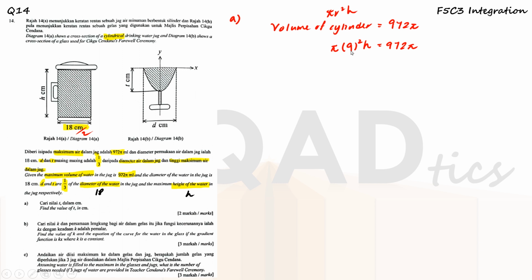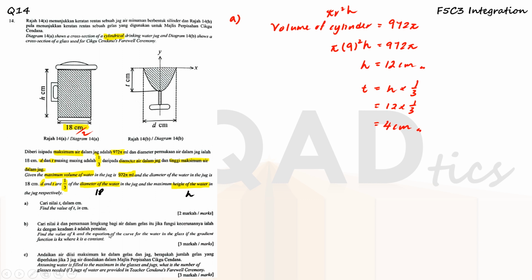If I move everything to the right side except for the H, it will be 12 cm. We know that T is 1 over 3 multiplied by H, so we sub 12 to get T equals 4 cm. So this is part A.